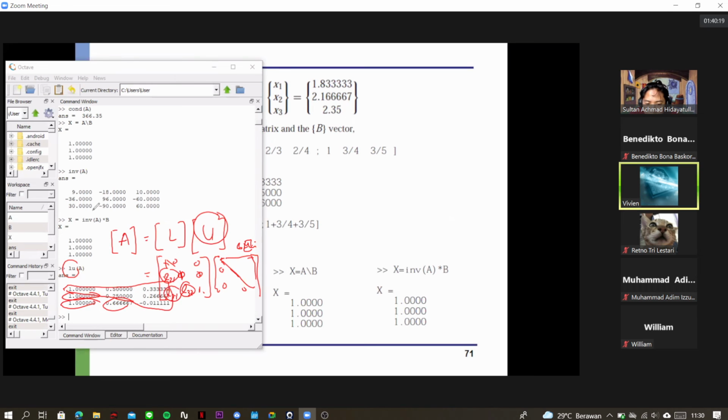Okay, so the diagonal here, wait, I will close this one. So the diagonal here is 1, isn't it?